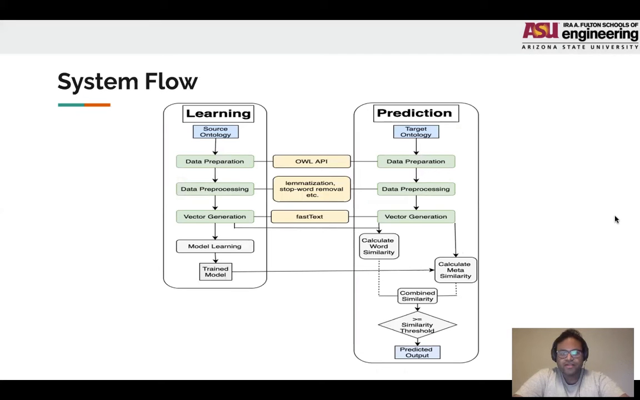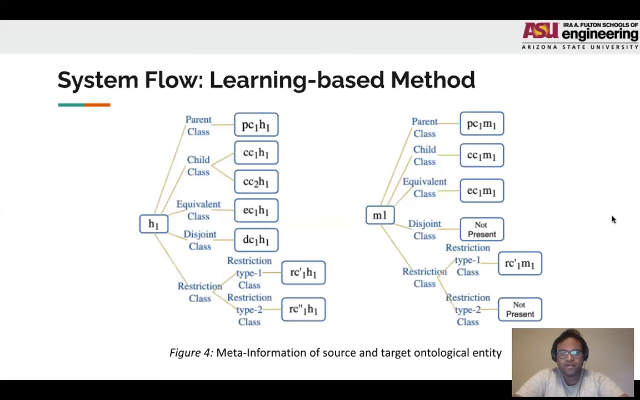So after the generation, next part is the model learning part where we are training our model. As we discussed, we have this meta information, and H1 is one entity from the source ontology, which is here the human ontology, and M1 is from the target ontology, which is the mouse ontology. For the learning part, we are only using the meta informations of H1.